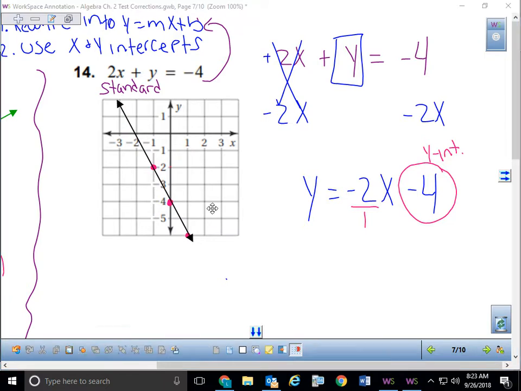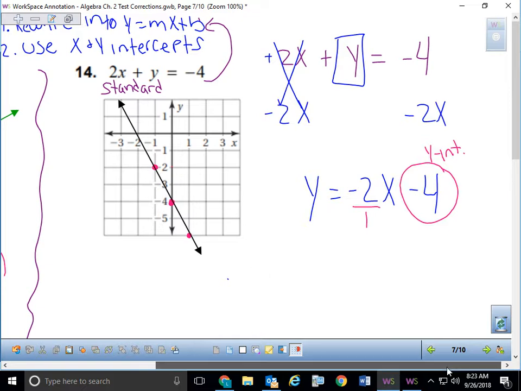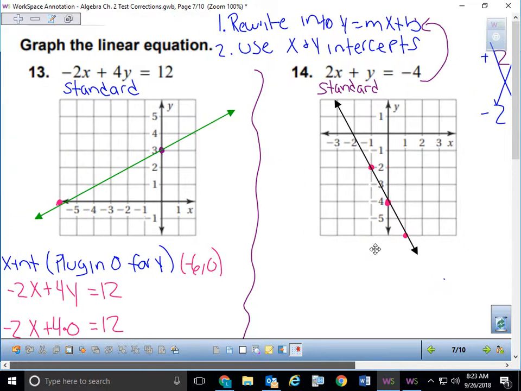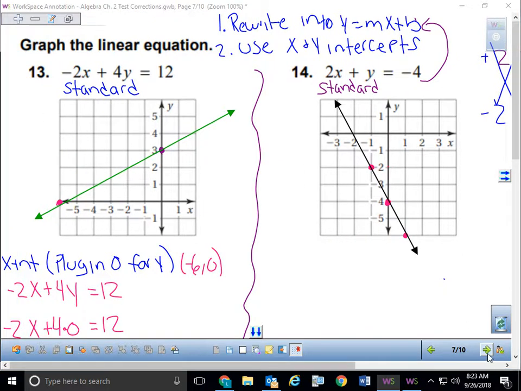So it looks something like that. There you go. And that only took me 1 step to get into something I can graph. Okay, let's move on.